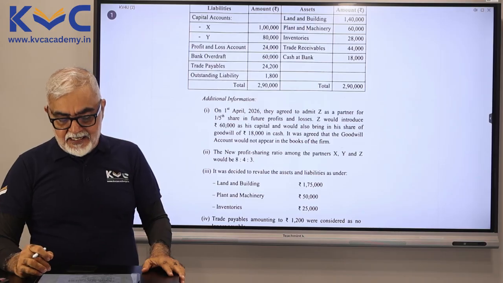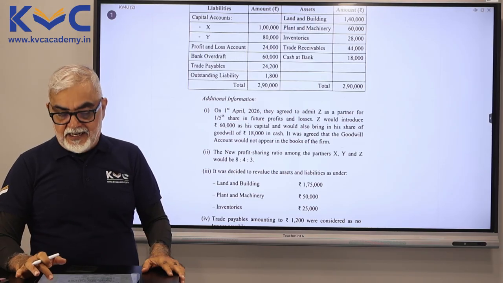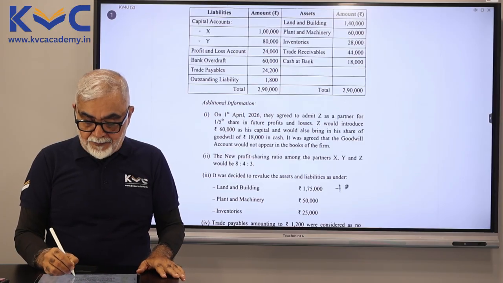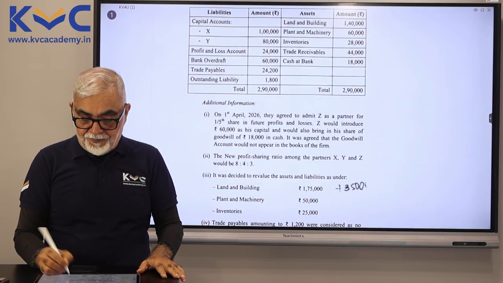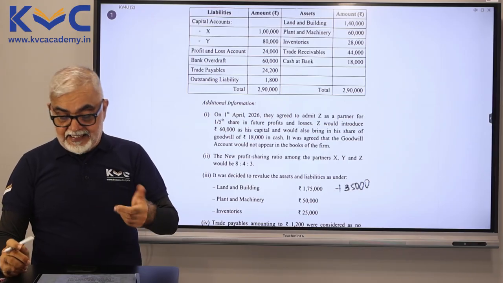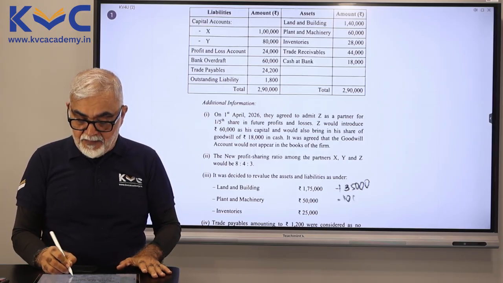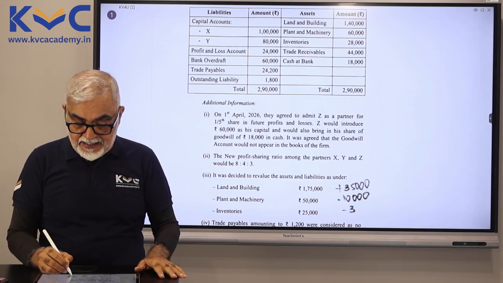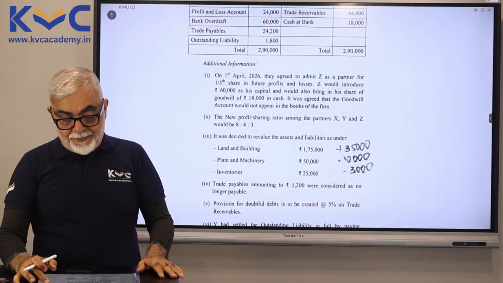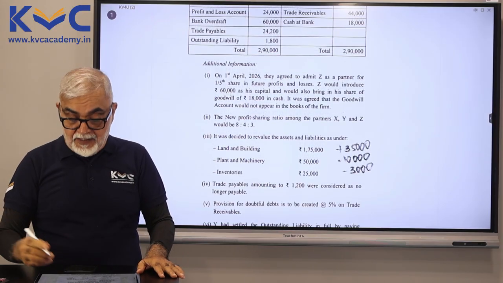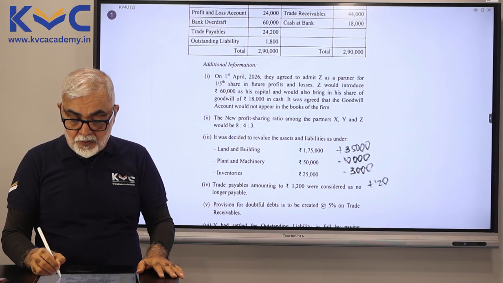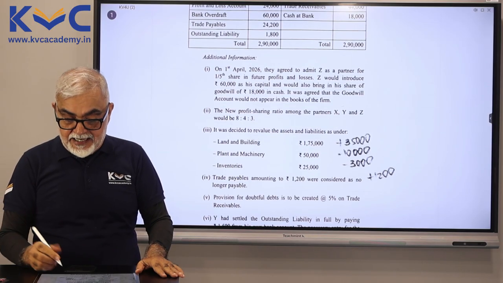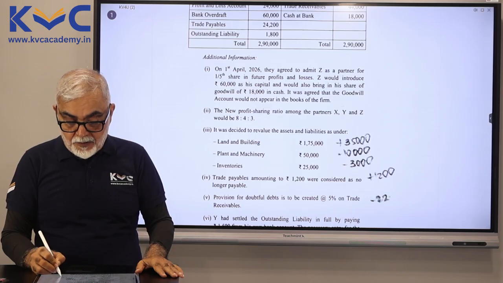It was decided to revalue the assets. Land and building 1,75,000. 1,40,000 became 1,75,000, so this is a plus 35. Plant and machinery 60 became 50. This is a minus 10. Inventories 28 became 25. This is a minus 3. Trade payables no longer payable. This is a plus 1200. And the provision for doubtful debts which we created at 5% on debtors, this would be minus 2200.